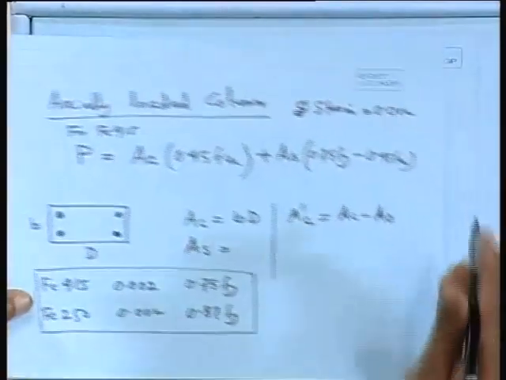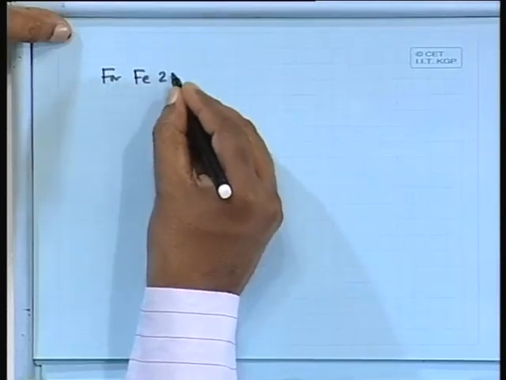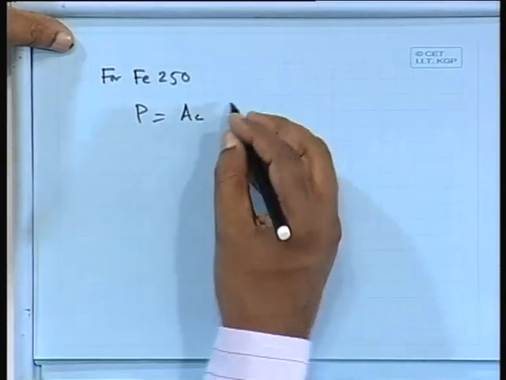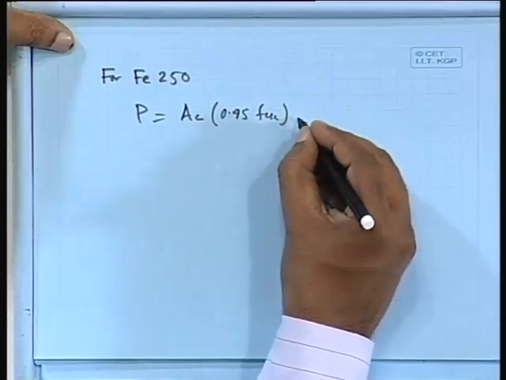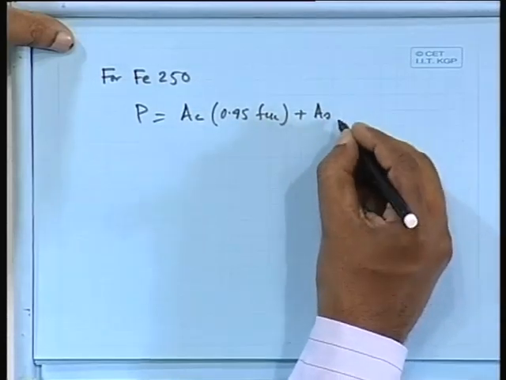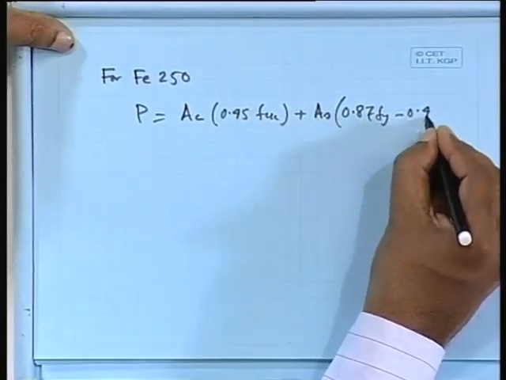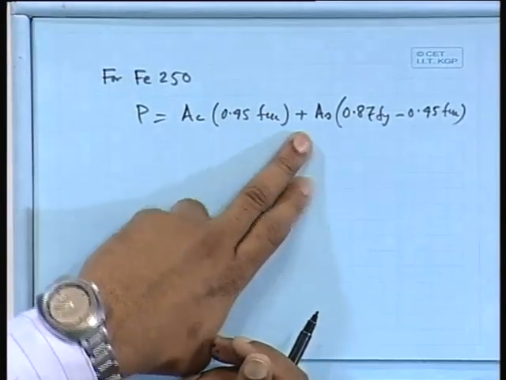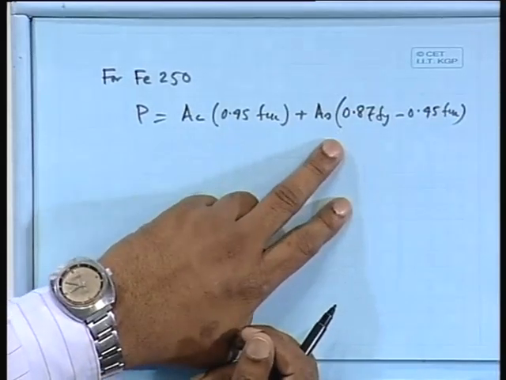Now what about Fe250? For Fe250, that same P will be equal to Ac times 0.45 fck plus As times, as I have already told, 0.87 fy minus 0.45 fck. So P equals Ac times 0.45 fck plus As times (0.87 fy minus 0.45 fck). Here is the difference, we will get it here.